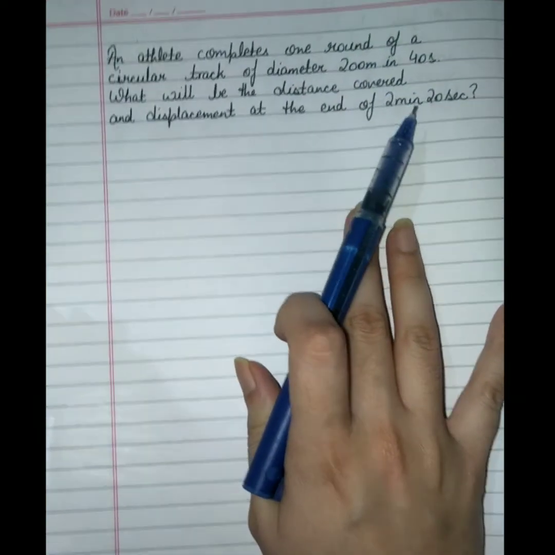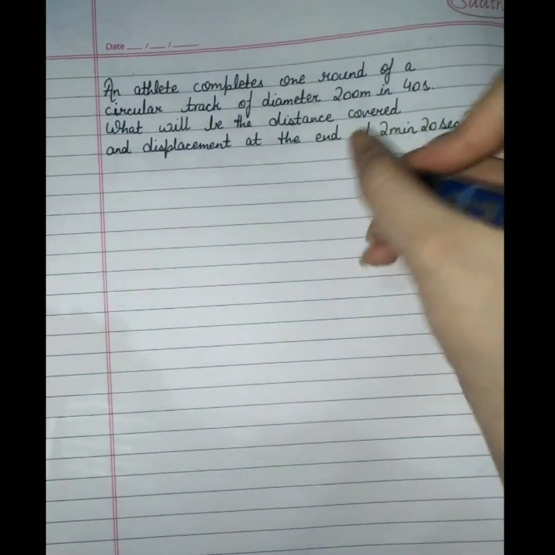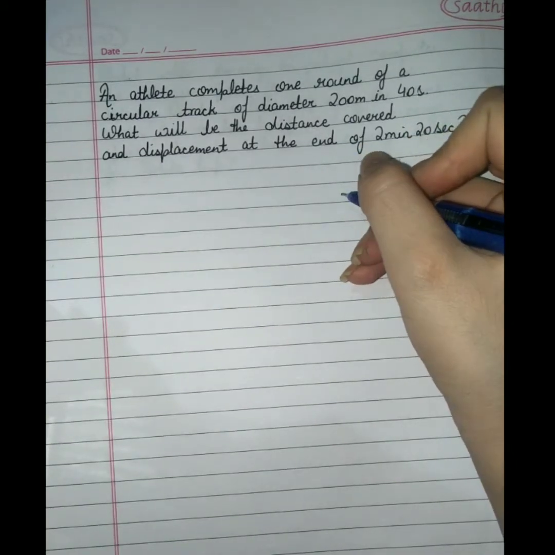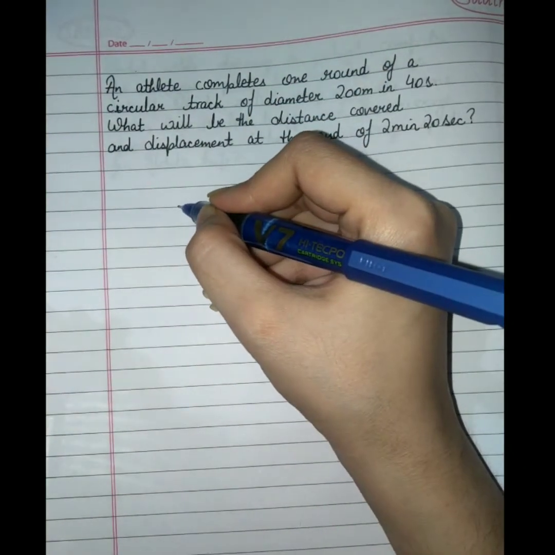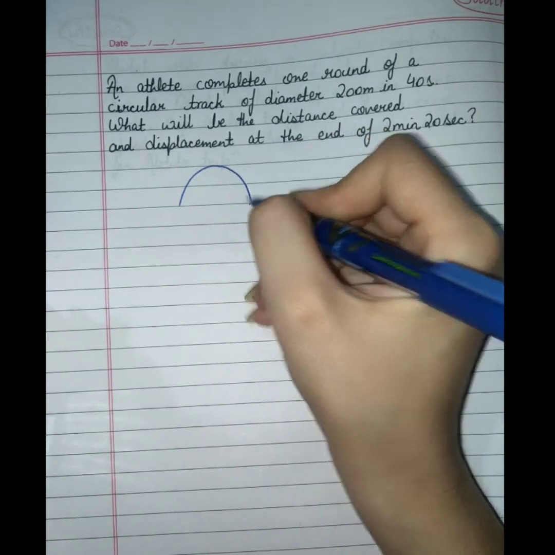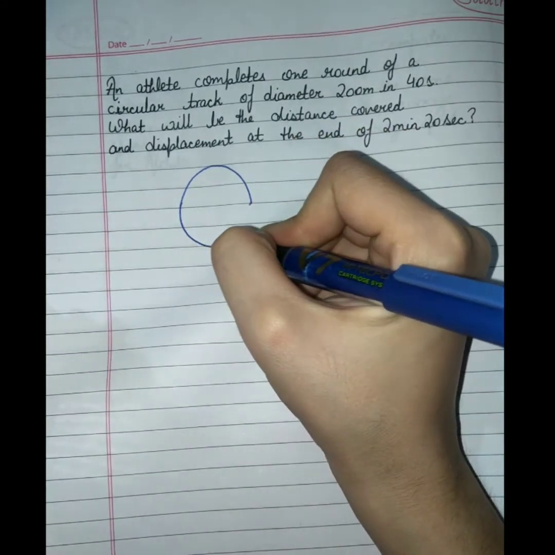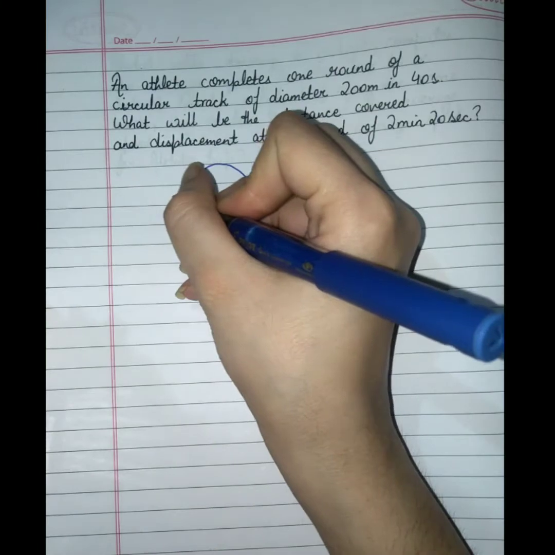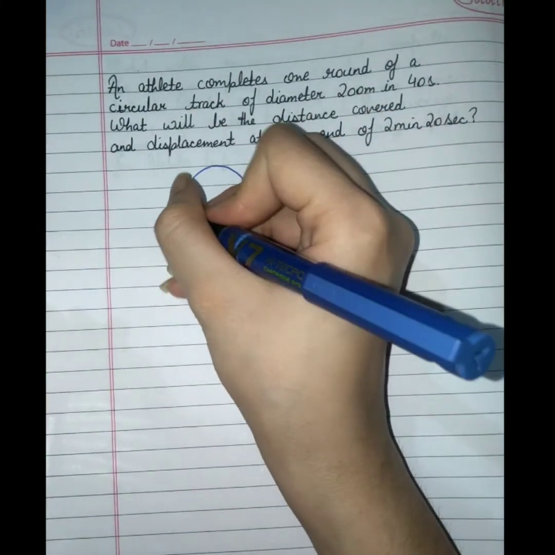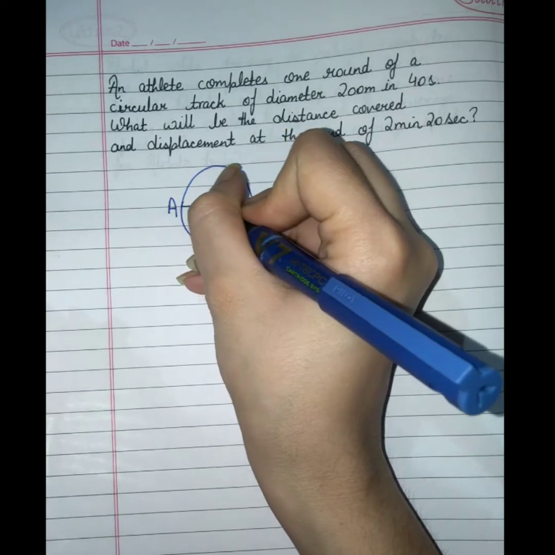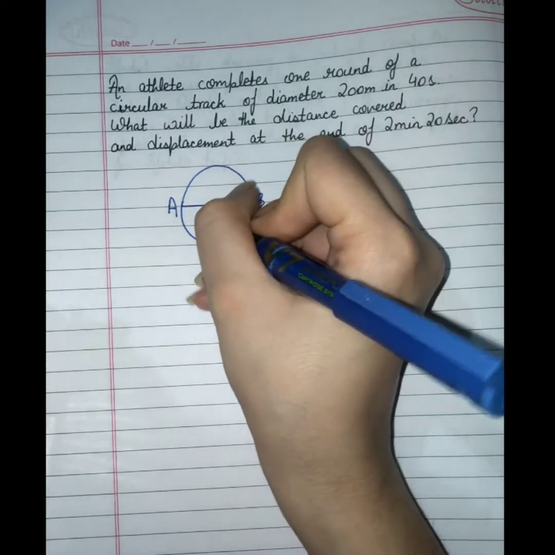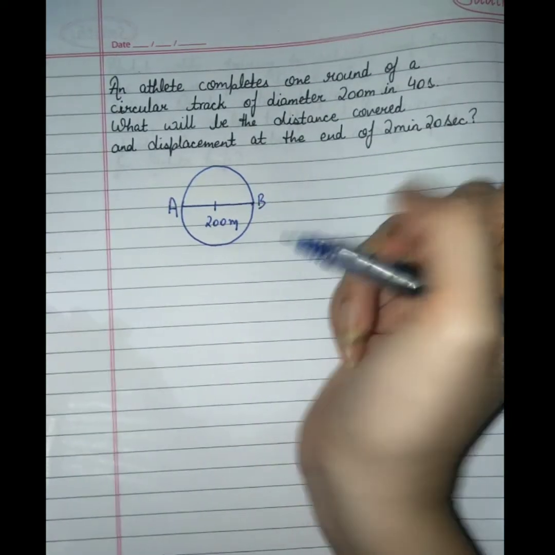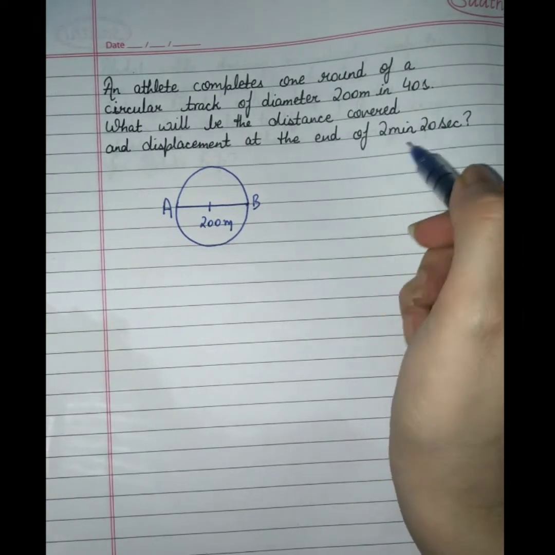So students, what are they talking about? They are talking about a circular track. We have already discussed this type of numerical in the distance and displacement worksheet. Today we will be discussing this. When it completes one round of a circular track whose diameter is 200 meters. So this is AB, which is the diameter. And what is the length of this diameter? 200 meter.